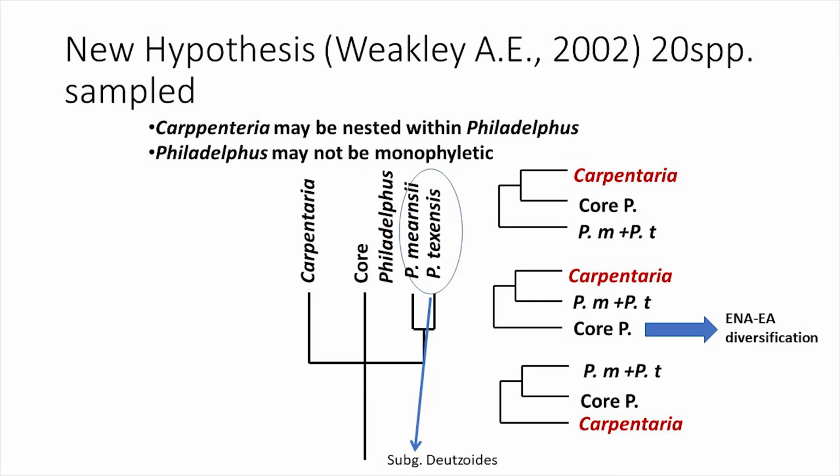So I've gone one step further, and I've sampled even more genes than the previous researcher here that did a study in 2002. So this is Weekly. We published again with Alan Weekly later in my subsequent work. It was at the UNC. So there is evidence that Philadelphus itself is not monophyletic, and I'm going to show you exactly what I mean by monophyletic. So this is a phylogenetic tree.